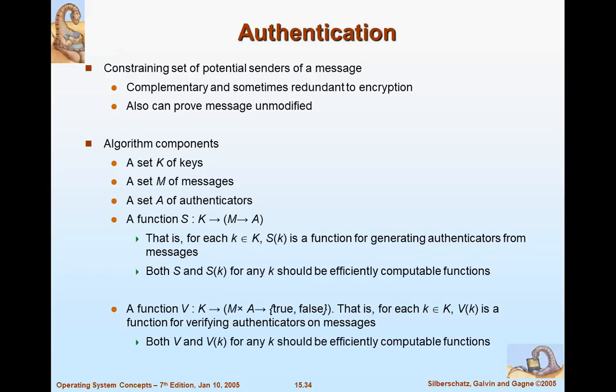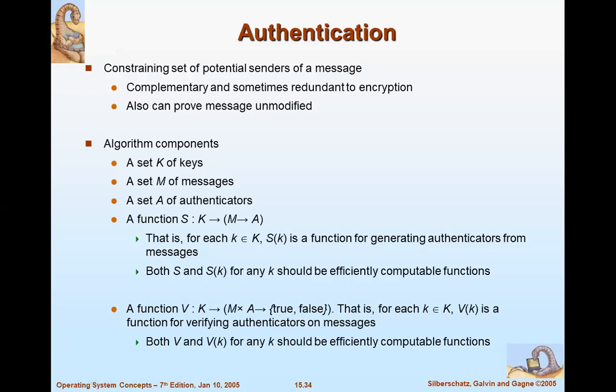The concept of this authentication algorithm is, you can see over here, a set K of keys, a set M of messages, and a set A of authenticators as well, with a function S from K into the message and then the authenticator, where for each k belonging to capital K, the function S_k is a function for generating authenticators from messages. So you can also generate these authenticators, which ensure that this is really a message from an authenticated user.